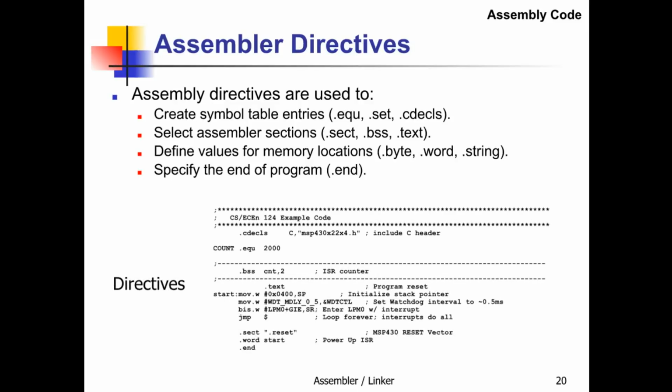Here are some examples in an actual assembly program. Notice that those are all directives that you have there. And the $ sign is the current location. So basically jmp $ means just loop forever.